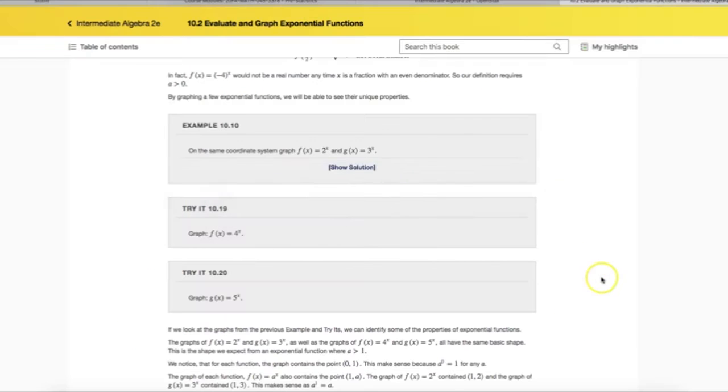Okay, back to this. So, in your textbook, the OpenStax book, they look at a few examples of where a equals 2 and a equals 3, and then they want you to try a equals 4 and a equals 5. So because they've shown all those, we're going to use a different one.